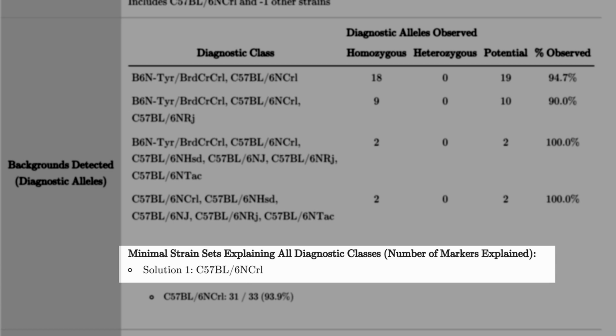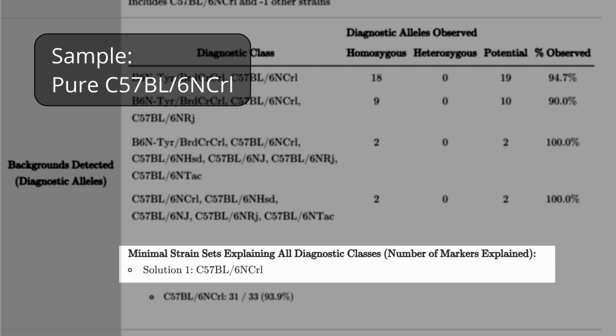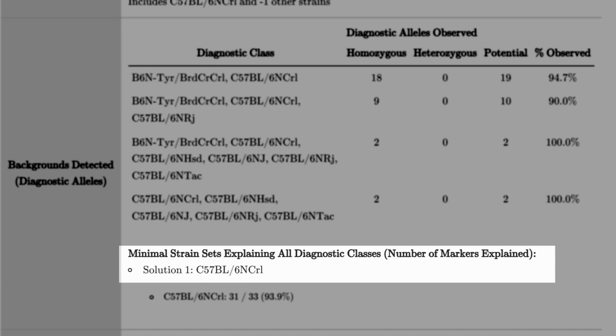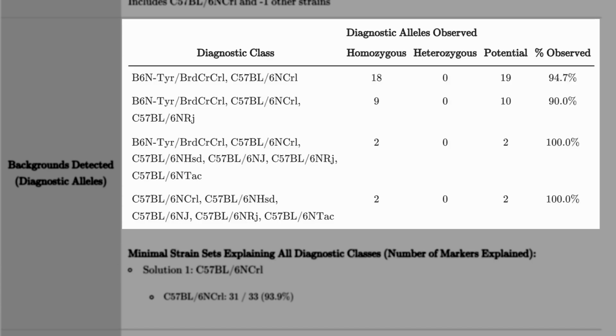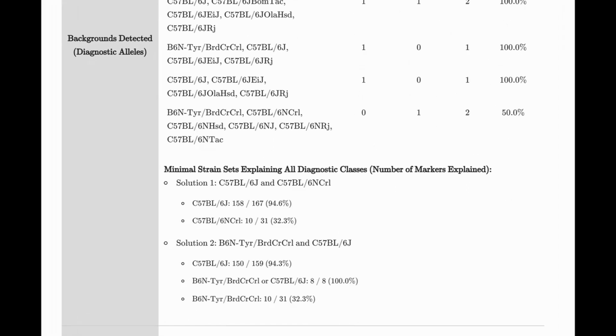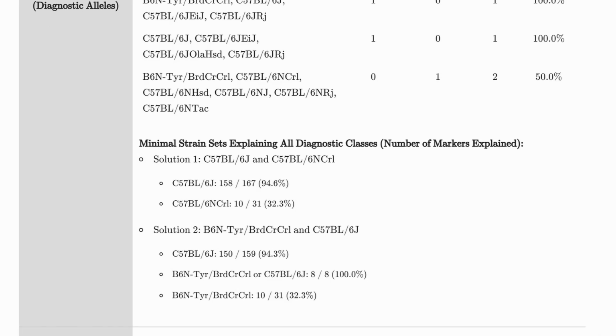This sample can be completely explained by C57BL6 NCRL, a C57BL6 substrain distributed by Charles River Laboratories. Additional information about the diagnostic alleles found in a sample is shown in this table. In contrast, to explain the diagnostic alleles observed in this sample requires the presence of 2 substrains of C57BL6.